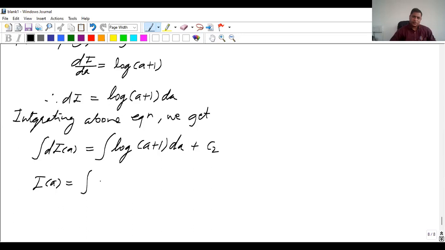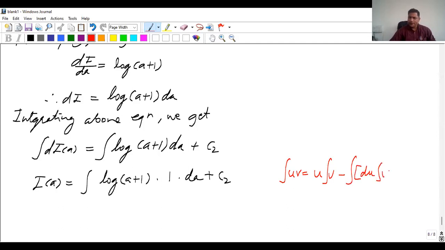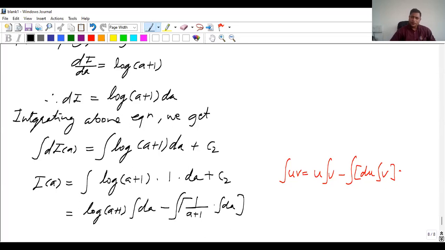So what you can do is integration of log of A plus 1 into 1 dA plus C2. What we know is that the integration of u into v is u as it is, integration of v, minus the integration of the derivative of u times the integration of v. This is what the formula is. Is that correct? So here this term is going to be u and this term is going to be v. So log of A plus 1 times the integration of dA, minus the integration of the derivative of log, which is going to be 1 upon A plus 1, times the integration, which is going to be A, dA, plus C.